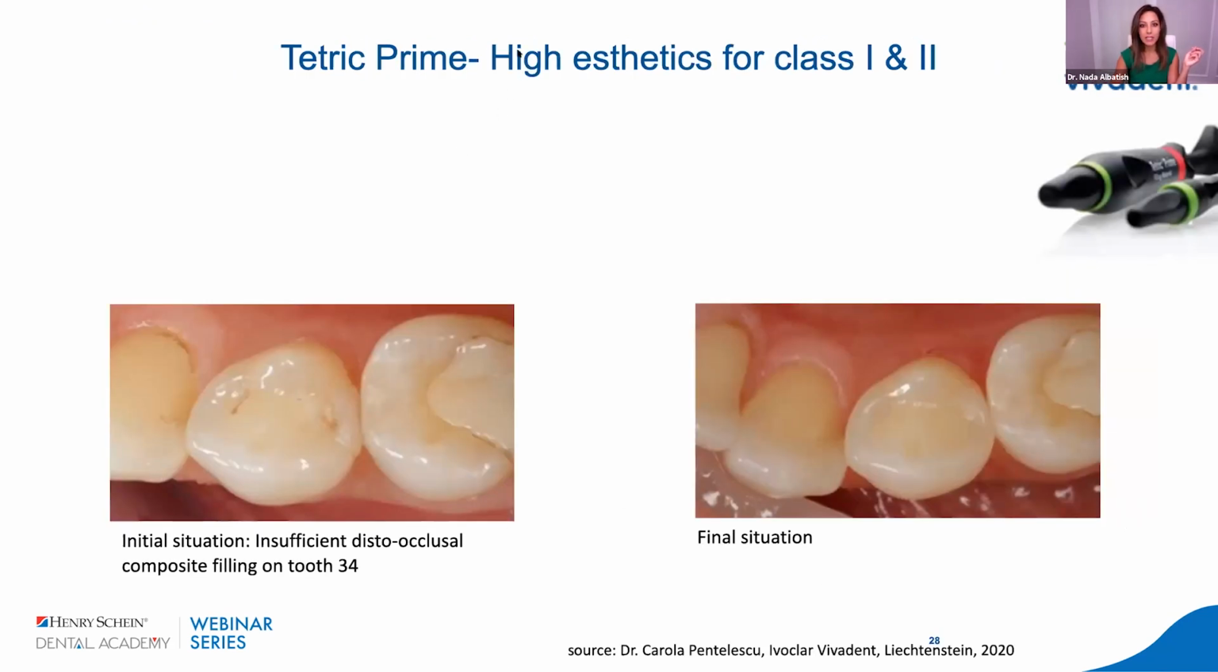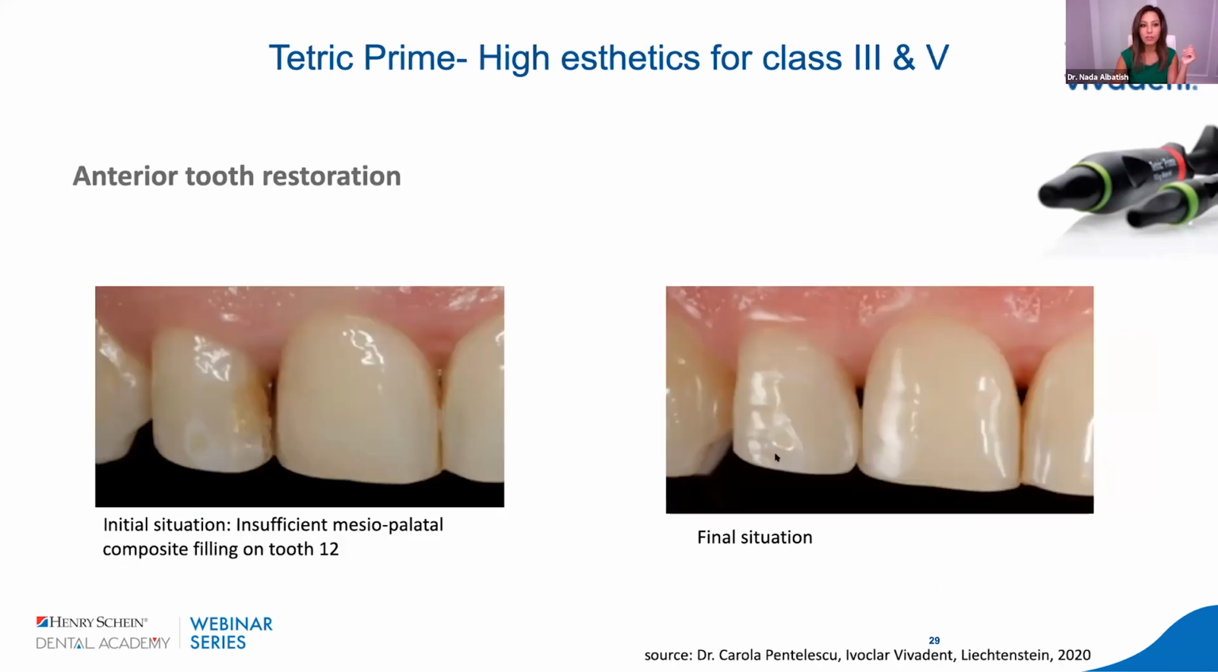I'd like to quickly show you a couple of clinical scenarios, where you can see the use of Tetric Prime here on the canine, and on the first premolar. And here you can see that it blends in really nicely. The marginal integrity is excellent, the color is excellent. For anterior tooth restorations, that's what it means by universal composite: you can use it in the posterior, but you can also use it in the anterior, and it also blends in really nicely.